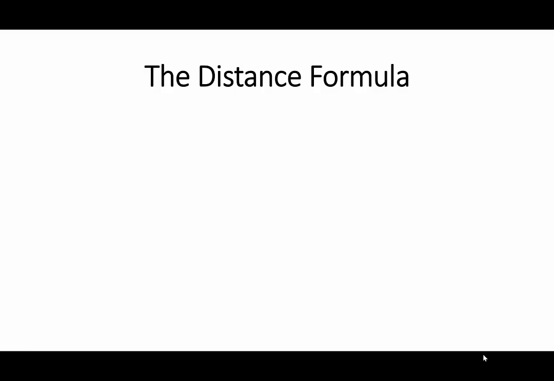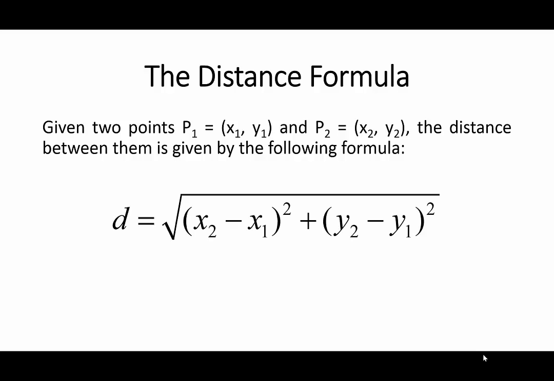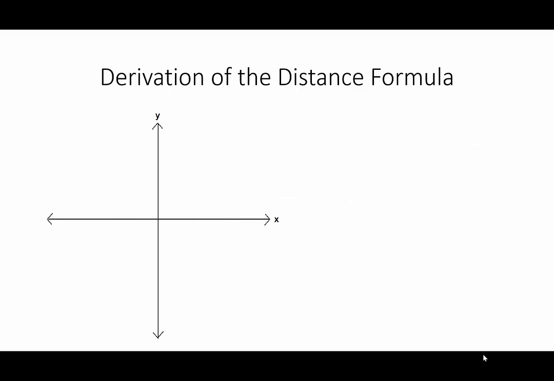Let us look at the distance formula. Given two points, P1 and P2, the distance between them is given by the following formula. Now let us see how we derive it. If we have two points, P1 and P2, with coordinates x1, y1 and x2, y2, the distance between them can be seen as the hypotenuse of the following triangle. Consider the line y equals y1, and let us stop right below the point x2.